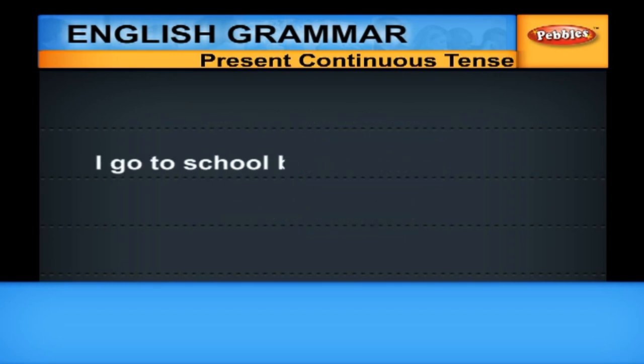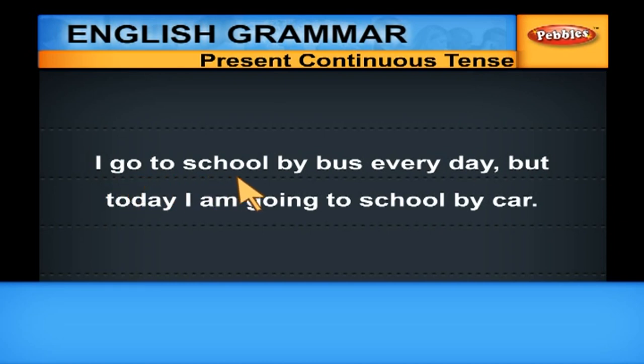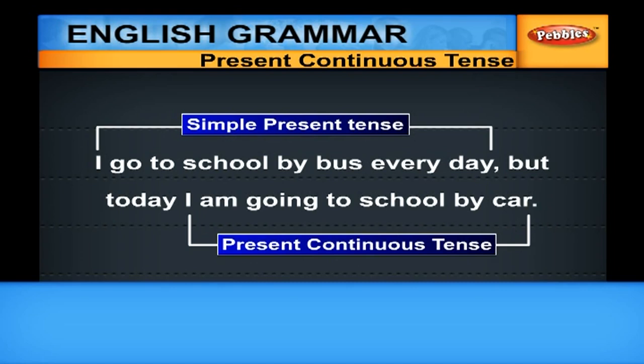I go to school by bus every day, but today I am going to school by car. The first one refers to a regular habitual action and it is in simple present tense. Normally or repeatedly, you are going to school only by bus. But today, you are not going by bus. You are going by car. The second sentence is in continuous aspect. That is the difference between simple aspect and continuous.